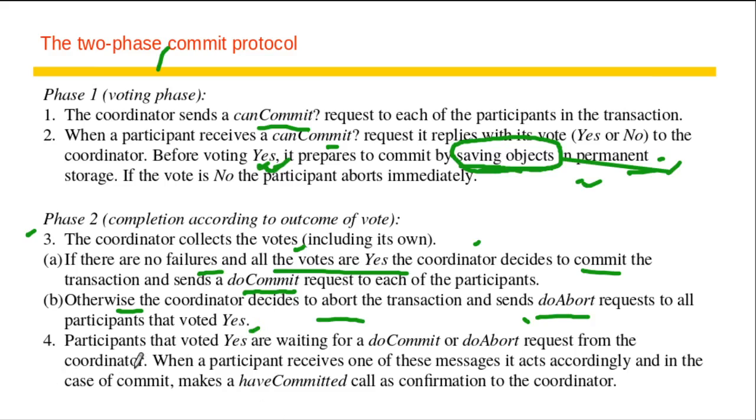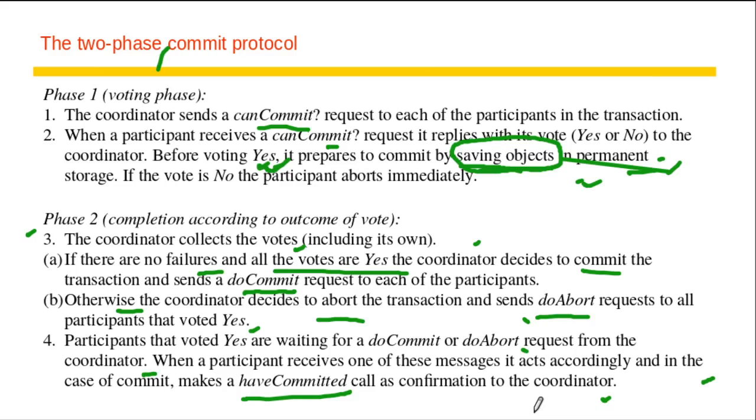Now, participants that voted yes are waiting for a do commit or do abort request. We understand, so when a participant receives one of these messages, it acts accordingly, and in case of commit, it makes a have committed call as confirmation to the coordinator. Okay, so no problem. Now we can understand that these are the steps which are happening in two-phase commit protocol.